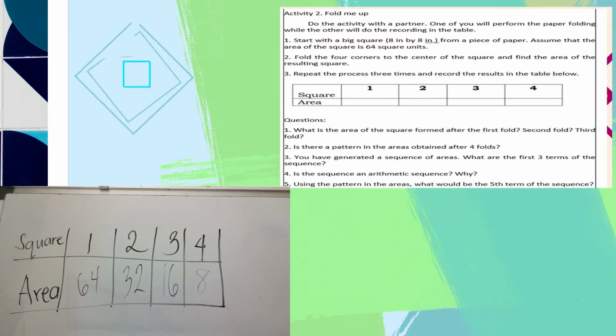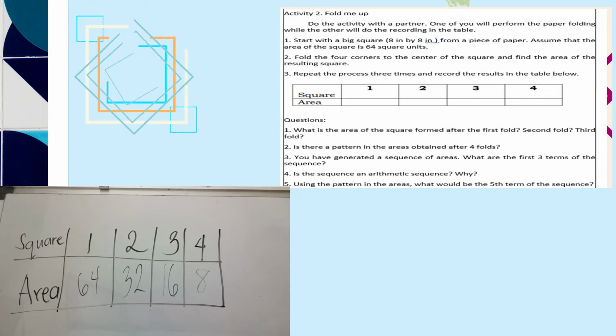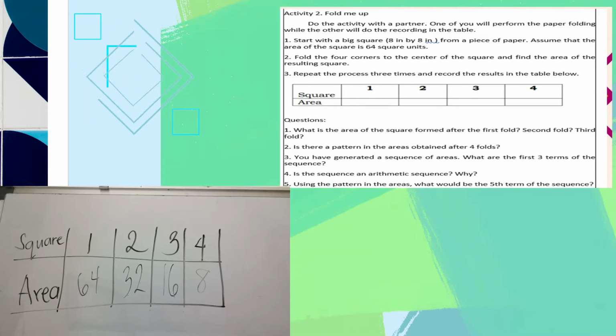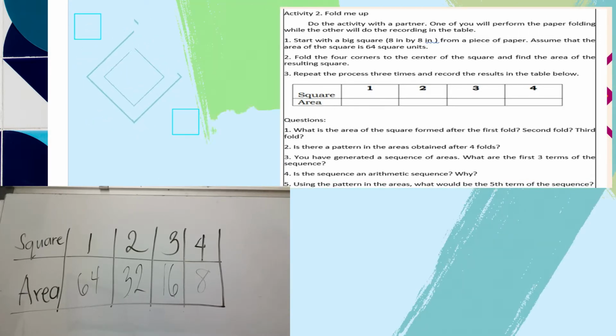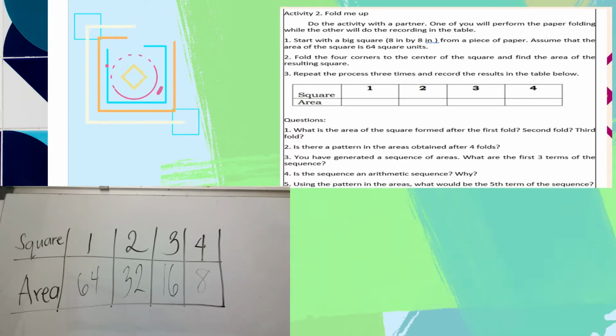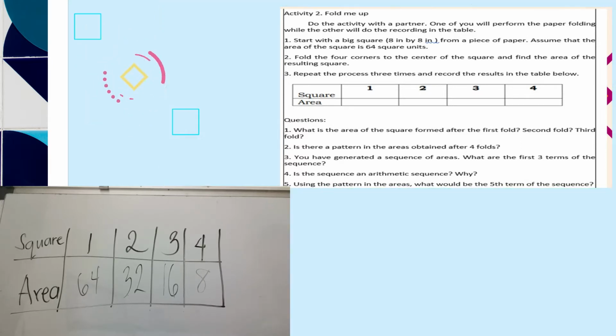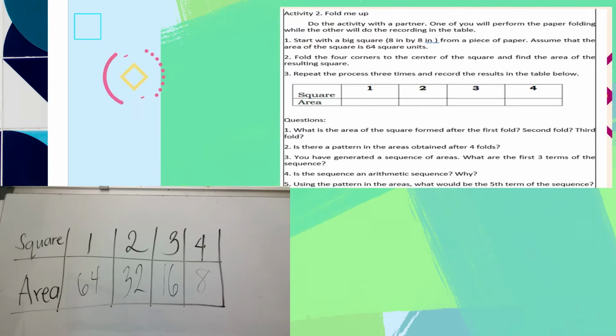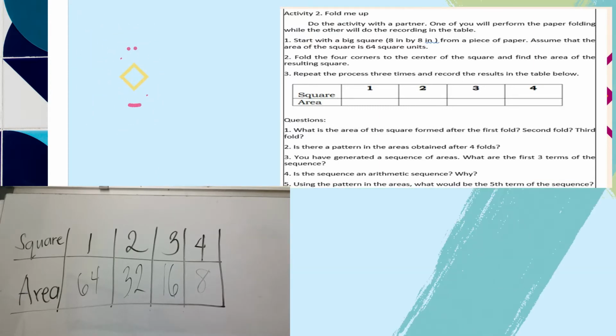So the pattern that we have in here is that the area is divided by 2. So you have generated a sequence of areas. What are the first 3 terms of the sequence? We have 64, 32, and 16.